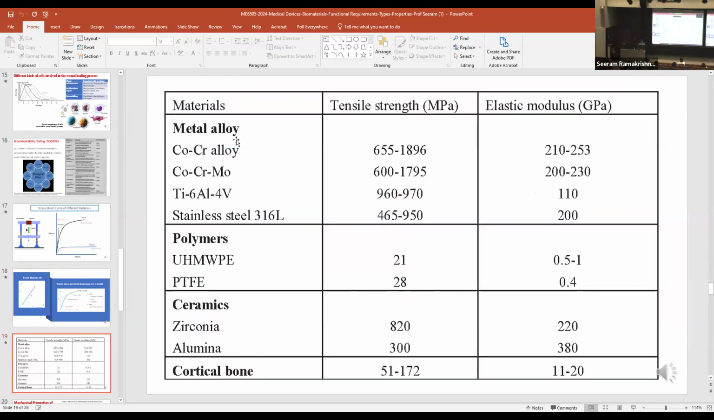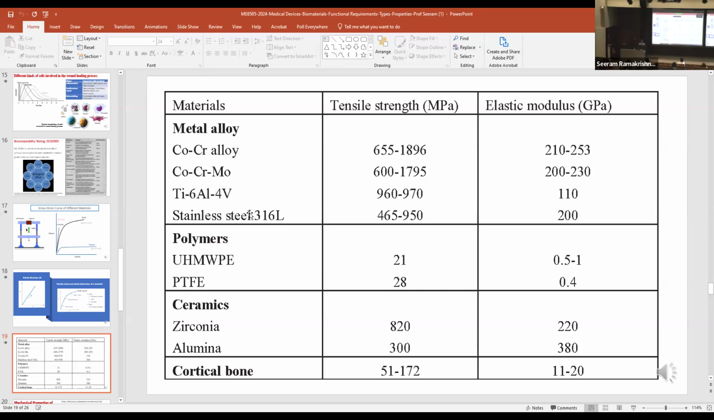Now using that information, how do I compare different biomaterials? So here, materials. You have metal. When I say metal, it is actually metal alloys: titanium 6Al4V, which is a titanium alloy, chromium alloy, and stainless steel.